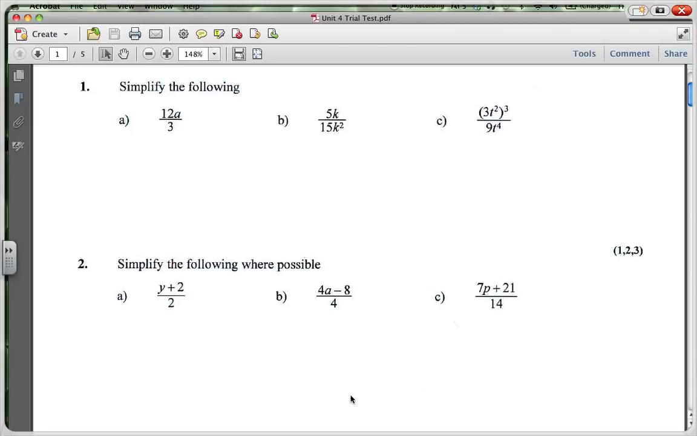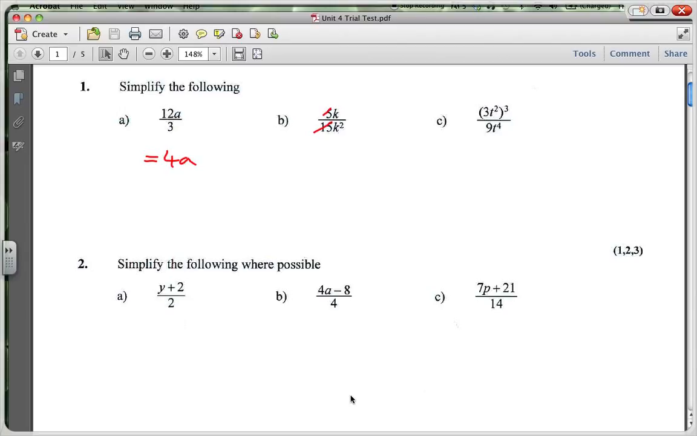Fine, so here we have question 1a. This is 12 times a divided by 3, so that's going to equal 4a. It's no problem. Here we have 5k over 15k squared. Now the only problem here that you may have is that you may forget to put the 1.